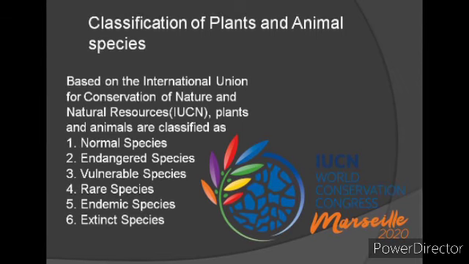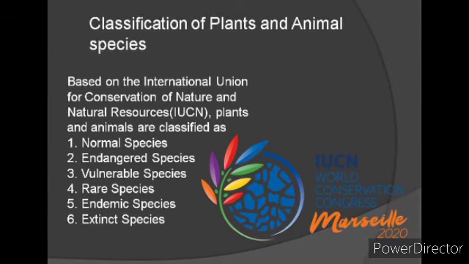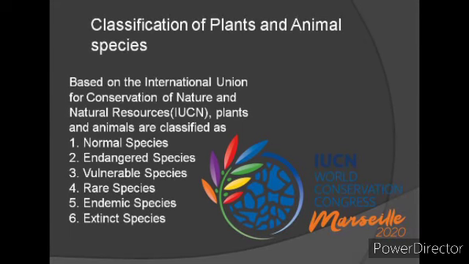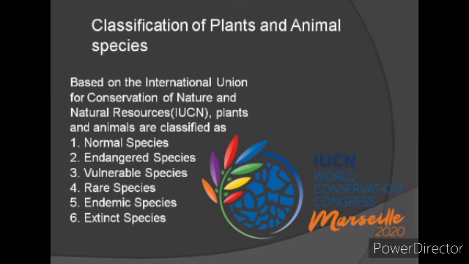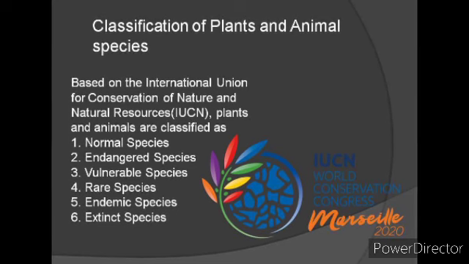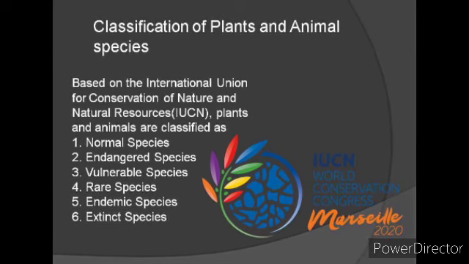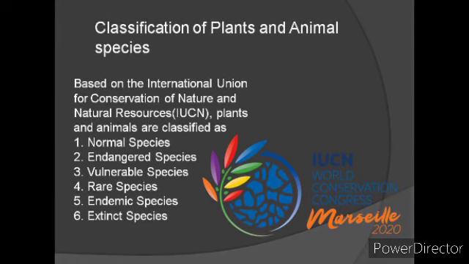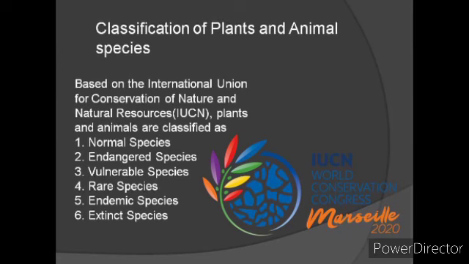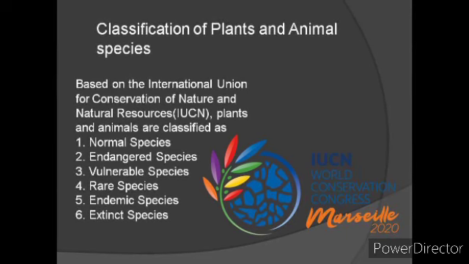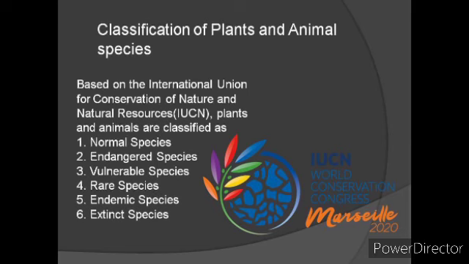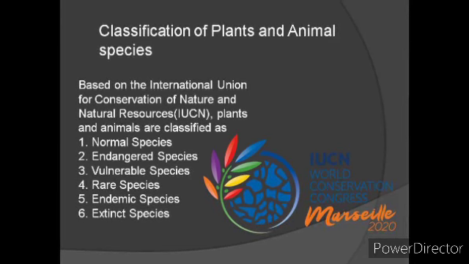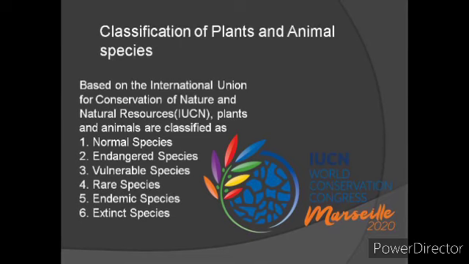This IUCN has published a red list of threatened species. These are threatened due to human interference. So let's see how they are classified. These species are being classified according to their existence. So what are the classifications? Different classifications. First one is normal species, then endangered species, vulnerable species, rare species, endemic species, and extinct species. Now we'll go in detail and see what are these species.